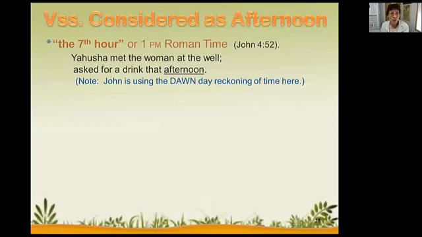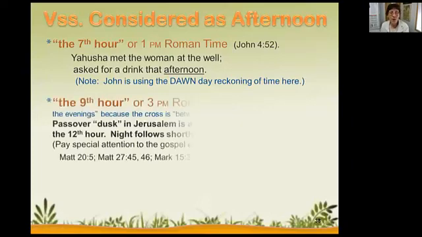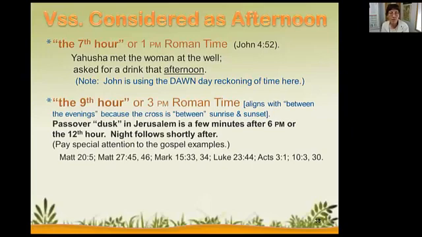This is one of those verses where I'm telling you that John is using the dawn reckoning of time. He uses dawn reckoning of time all the way through his book until he gets to the Passion. Then he's working with Roman time. And when you know that, you'll be able to settle a lot of problems. There is another phrase that's called the 9th hour, and that's approximately 3 p.m. Roman time. This particular term, the 9th hour, is going to align with between the evenings, or between those mixings of the dawn twilight and the evening twilight.